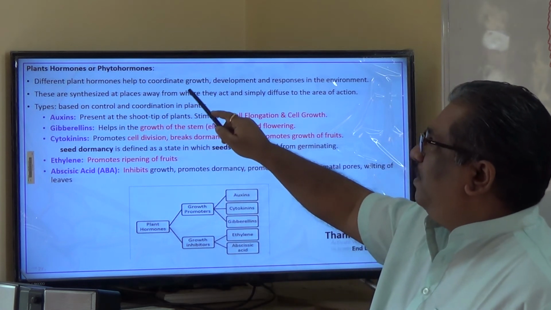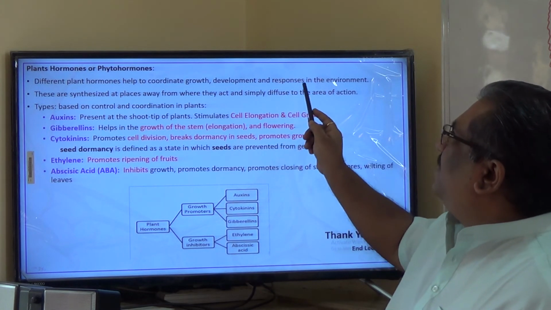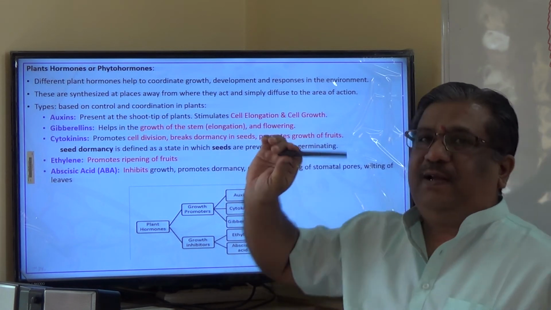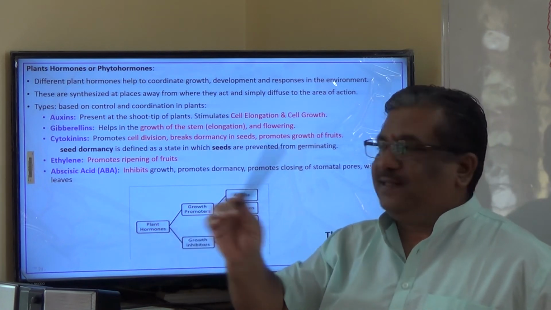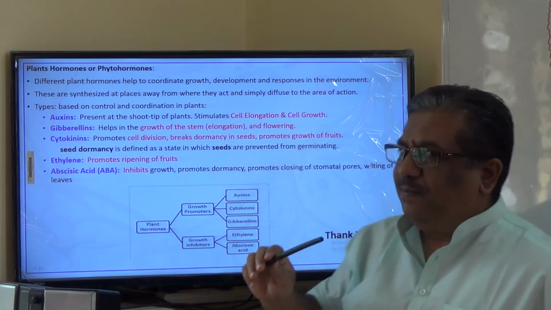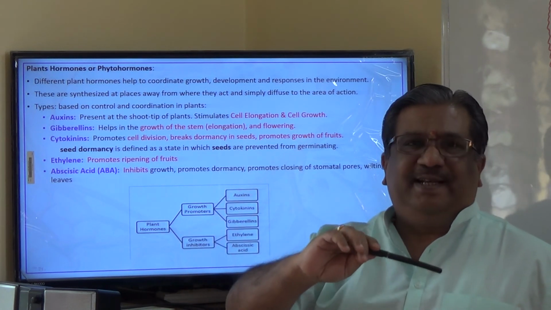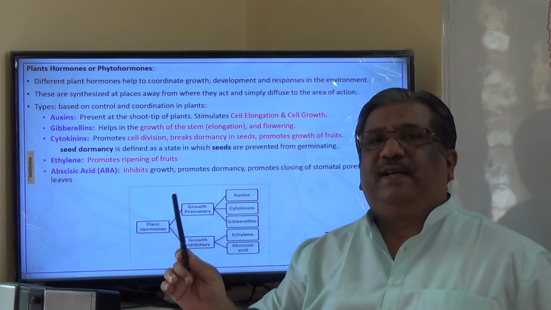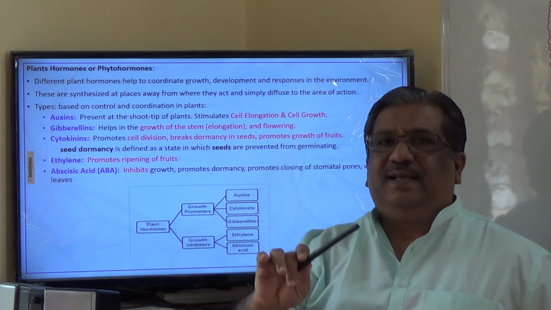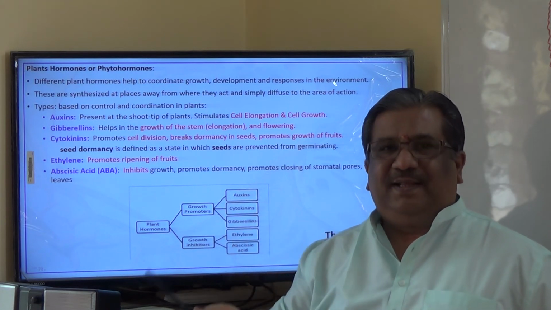Different plant hormones help coordinate growth, development and responses to the environment, which is a better word, isn't it? So plant hormones are responsible for controlling and coordinating the growth towards the stimulus. These are synthesized at places away from where they act. See, auxin is generated somewhere else, but it diffuses towards the shady region, meaning the point of generation is different from the point at which these hormones act, and therefore there exists a movement of these chemical messengers called hormones. They move from one region to another region.